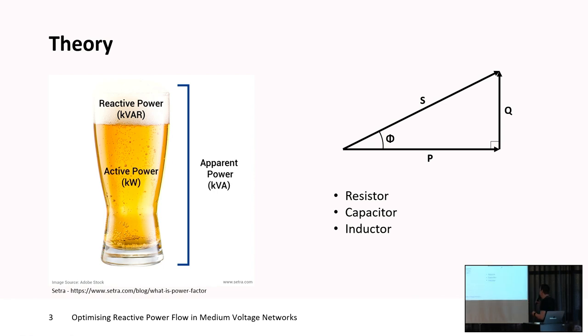There are three main components in the grid. We have the resistor, which only uses active power, then we have a capacitor, which produces only reactive power, and an inductor, which only consumes reactive power. Those three make up the grid. When we lay a cable into the ground, it acts mostly as a capacitor when it's not loaded, so it's generating reactive power. When it's loaded, it transports a current, and then it becomes more inductive. It can still be capacitive, but it becomes more inductive.